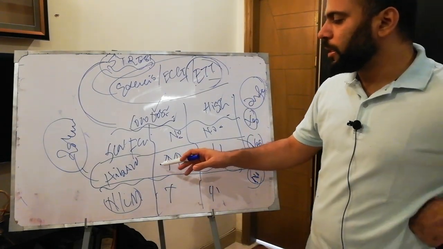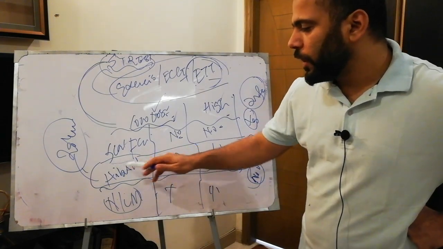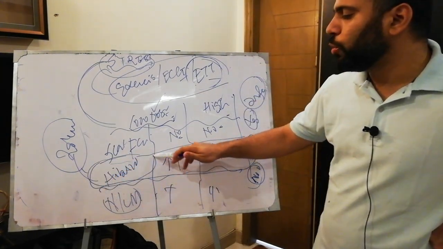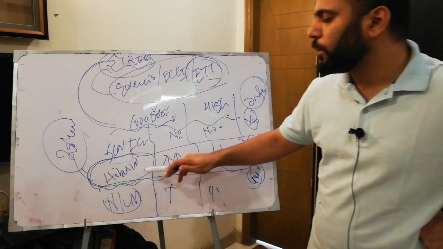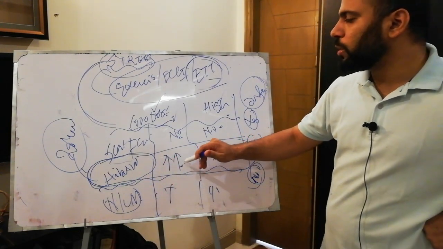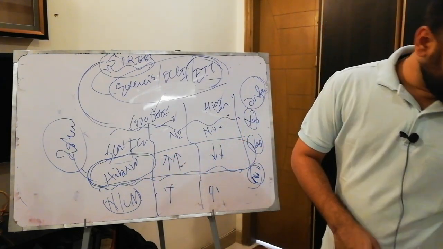But if the cardiac tissue of your patient is in hibernation, then on the low dose it would increase, and then on high dose it would decrease.